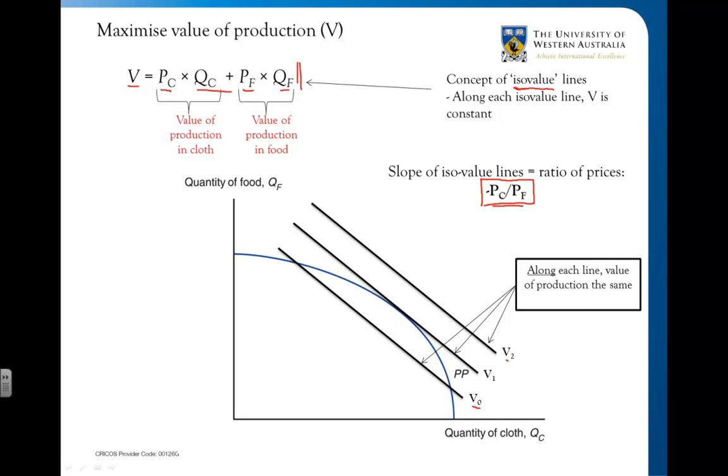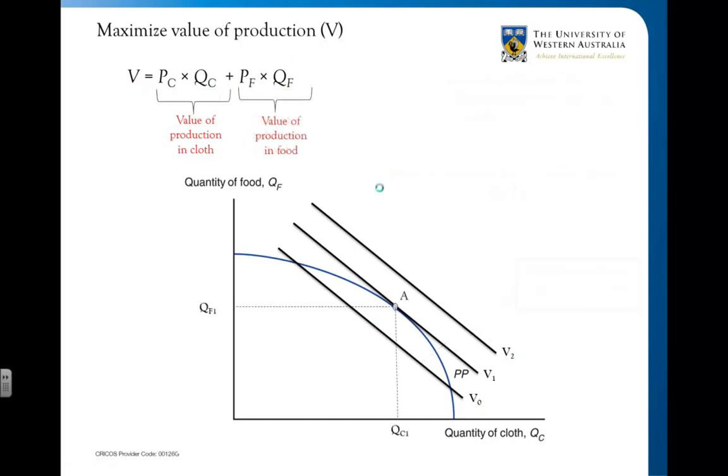V2 even higher still. But as with these things, of course, this V2, any combination of food being produced and cloth being produced is not attainable. You don't have the resources to be able to do it. It lies outside the production possibility frontier. Anything within that, so for example V0, sure, that gives you a certain value, but you could do better. So a point there will give you a certain quantity of food, certain quantity of cloth, but you can actually increase the value of your production given the resources that you've got.